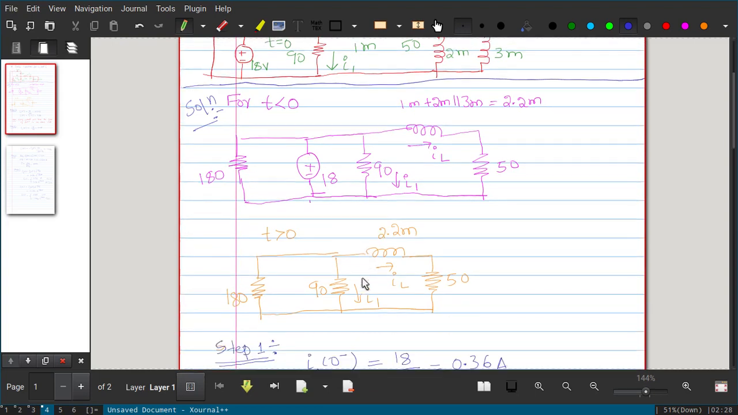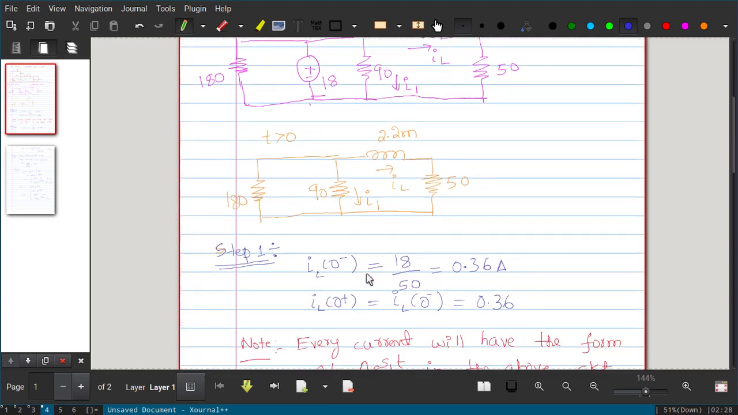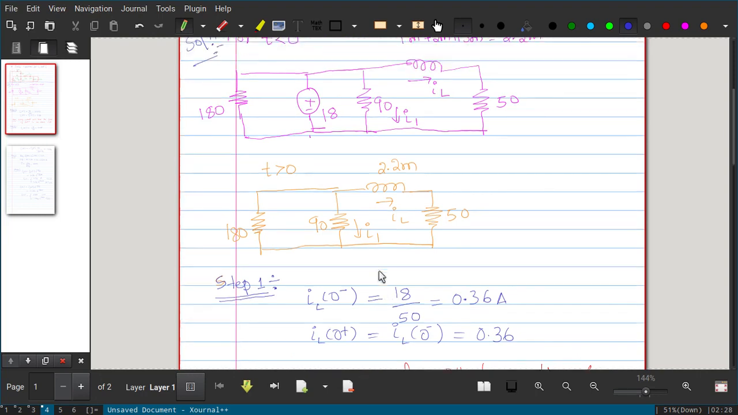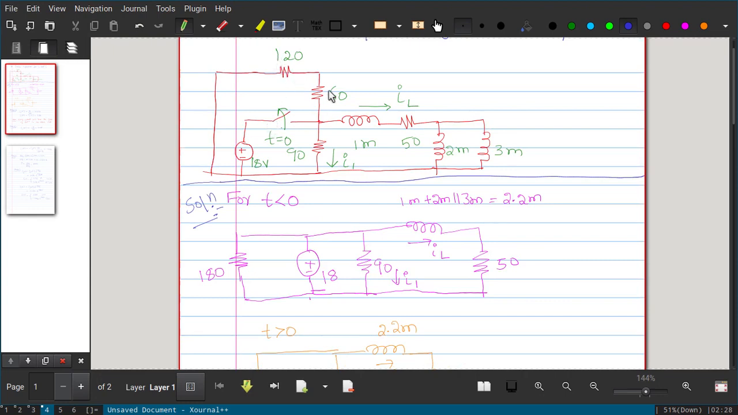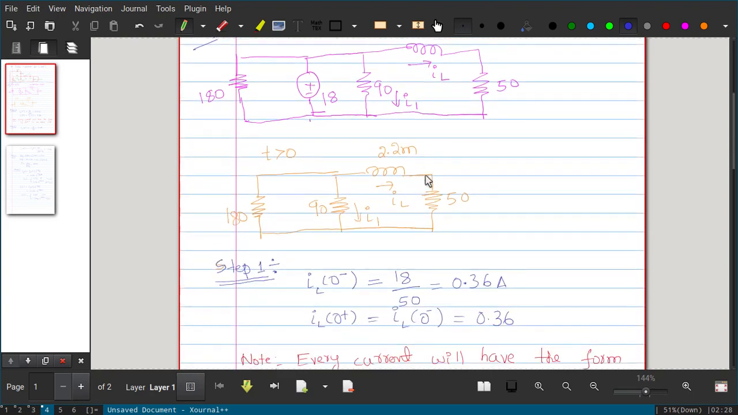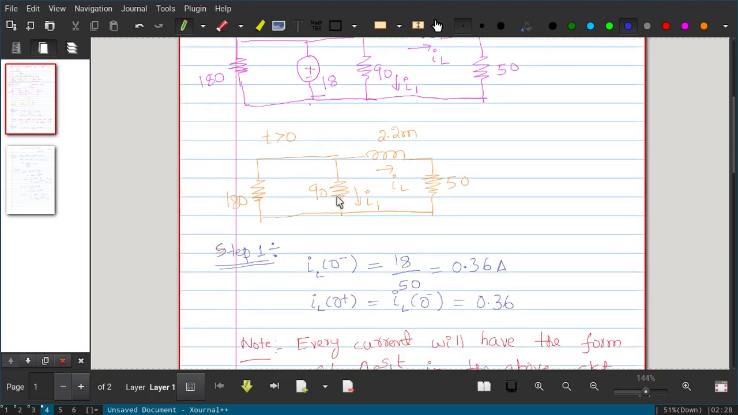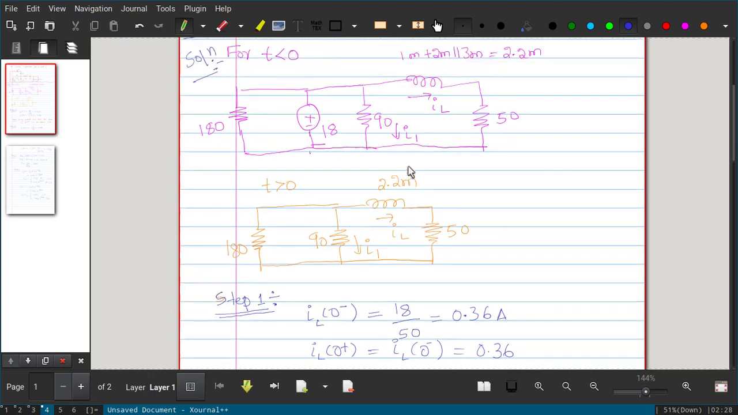Now t greater than 0 we will take. So here the switch is open now. We will go back to the original circuit. The switch is open, which means this 18 volt will not come into the picture. So then what we have is the 180 ohm resistor in parallel with the 90 ohm resistor. So that only we are writing here. These two parts are similar to the previous one, that is, the three inductors we will write as a single equivalent inductor, and the 50 ohm resistor. So this is what we have at t greater than 0.